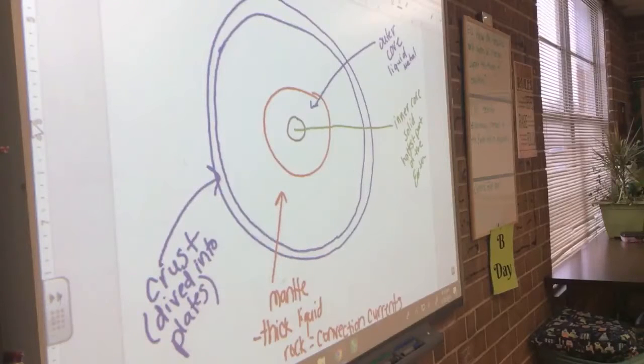Last notes. Transform boundaries. This is where you have two tectonic plates sliding past each other, either vertically or horizontally. And what we see there, earthquakes. In places like this, it'd be hard to do the law of superposition because those rock wedges are probably disturbed quite a bit.